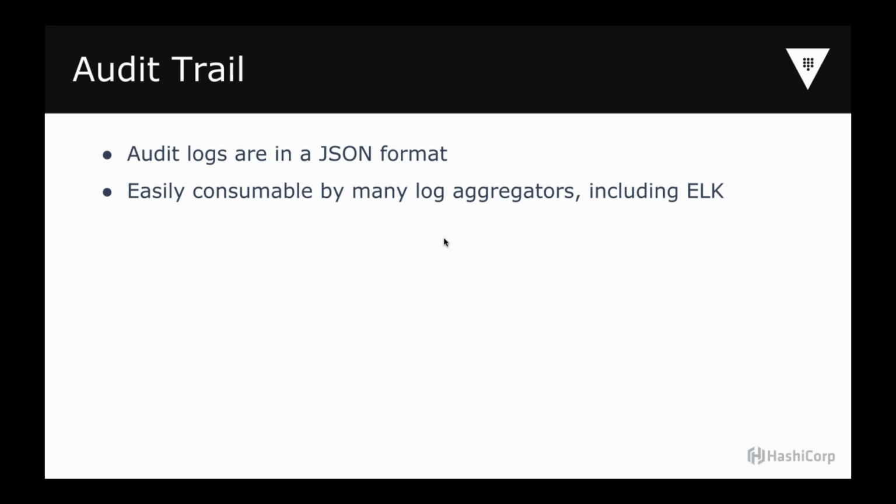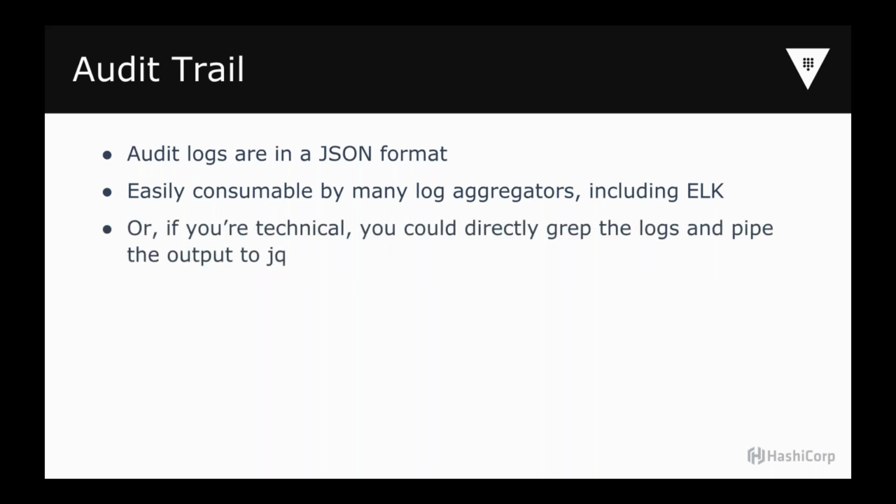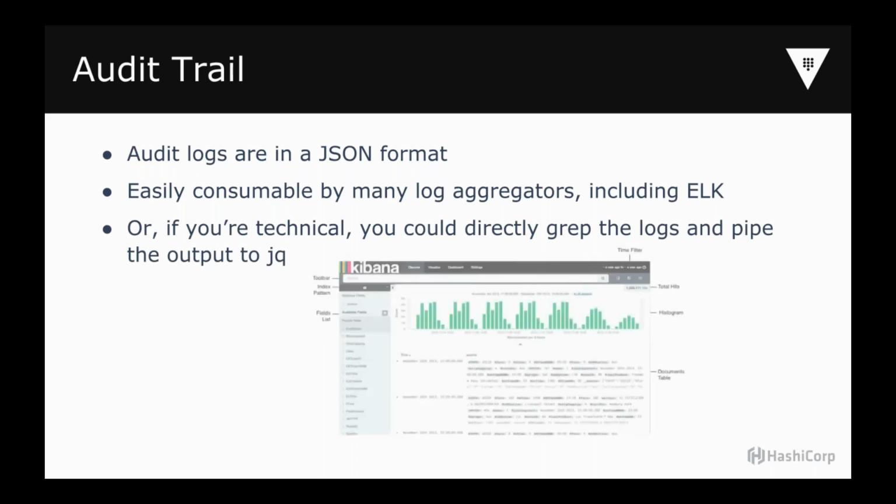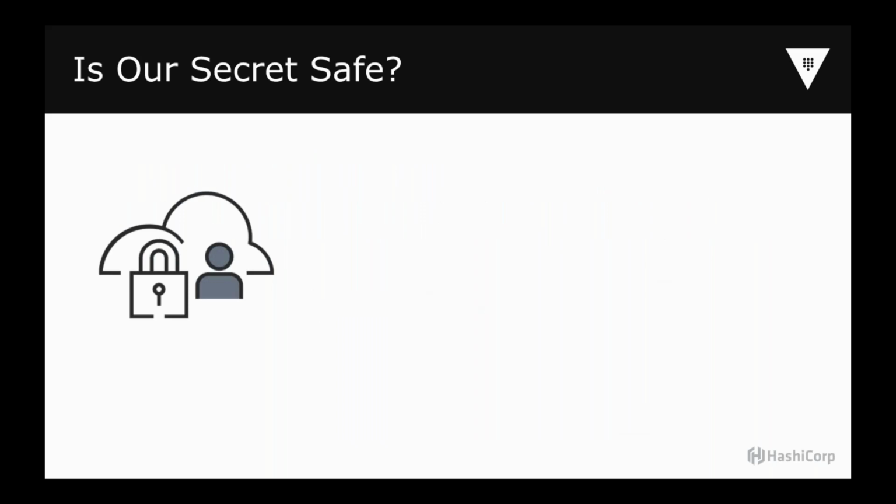But if you don't have a logging aggregator, JSON format is still really useful for just technical people. If you're technical, you can just directly grep the logs and pipe the output to jq and do it that way. It's pretty handy. If you do use the ELK stack, in Kibana, then you can go and search for particular secrets to see when and if it was used and by whom, using an interface a lot like this.